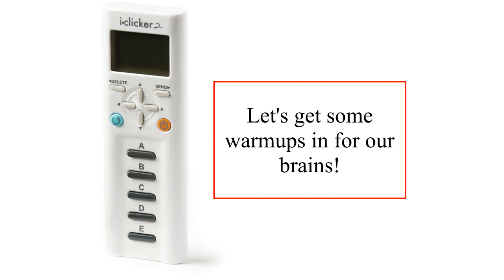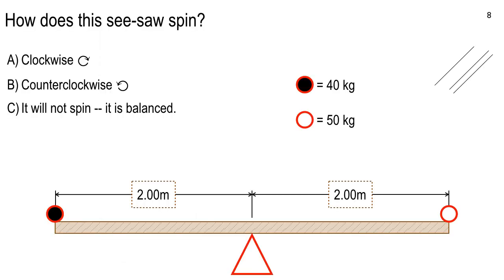All right, so get your clicker ready. Now, here's a diagram I want you to think carefully about. So this is multiple choice, A, B, C. The black dot is 40 kilograms, the white one is 50. They're the same distance, 2 meters from the fulcrum, the pivot point. So how does it spin? Go ahead and vote.